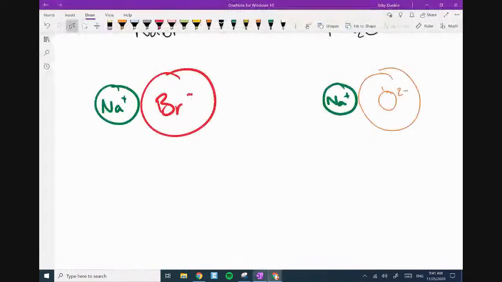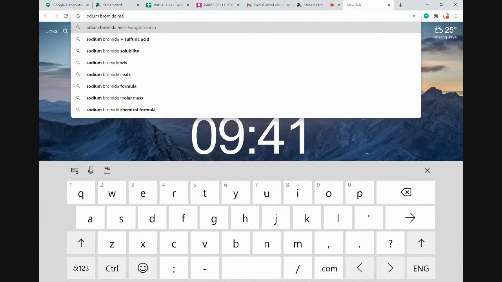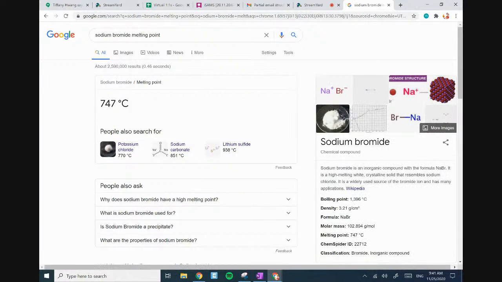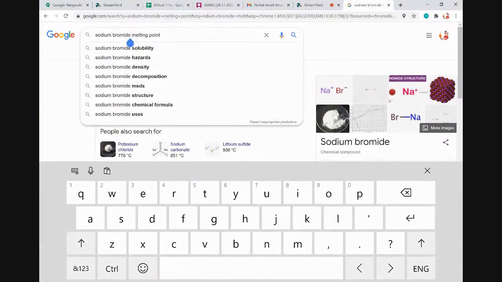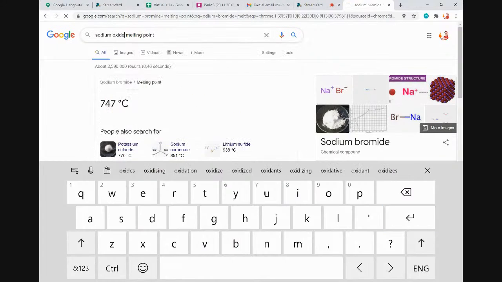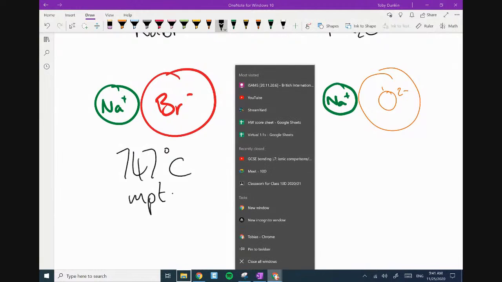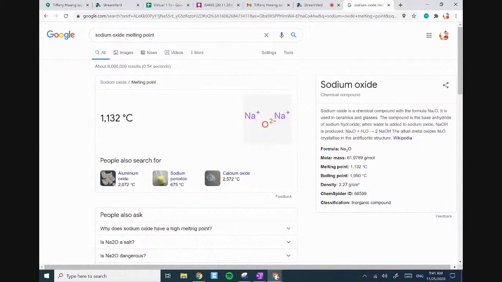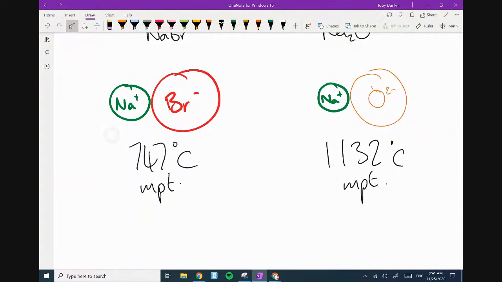Let's look up their values. I have no idea what the melting point of sodium bromide is. Sodium bromide melting point. Boom. 747. What's going to be sodium oxide? Whoa. Well, hello there. That was over 1,000. 1,132 degrees Celsius melting point. Well done for those people.